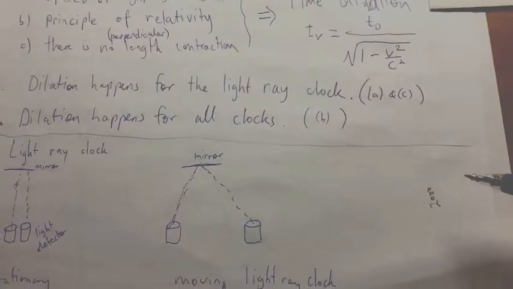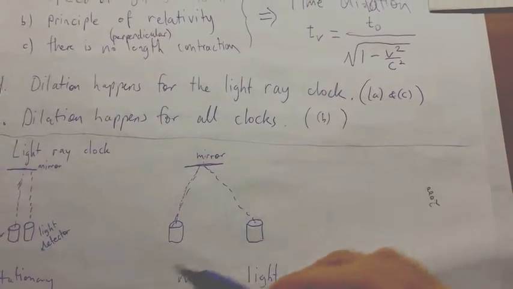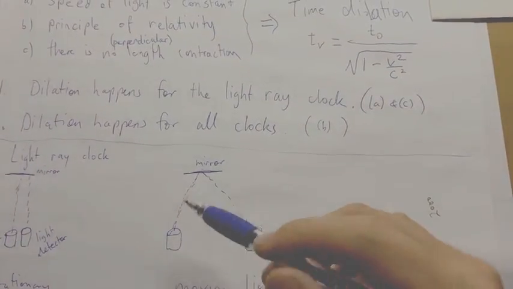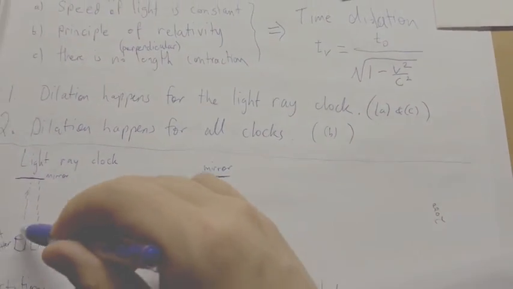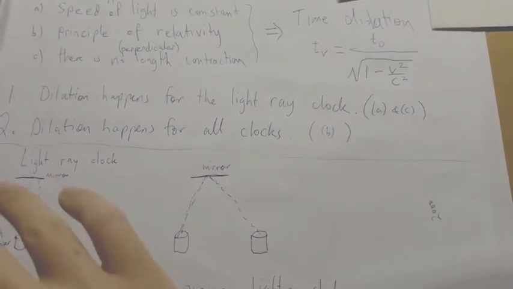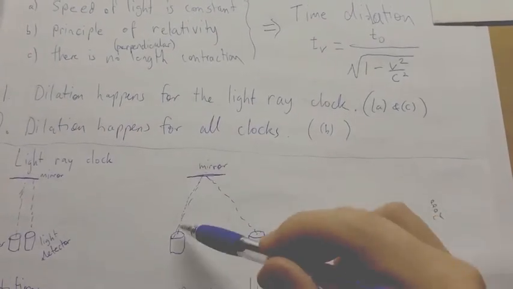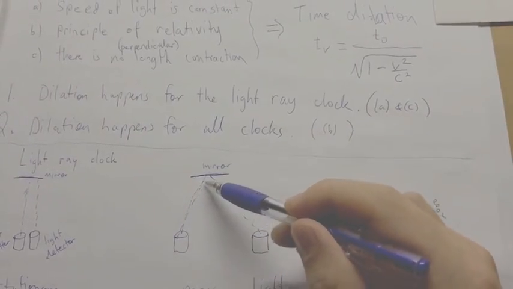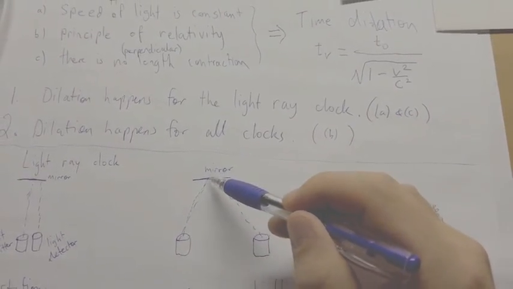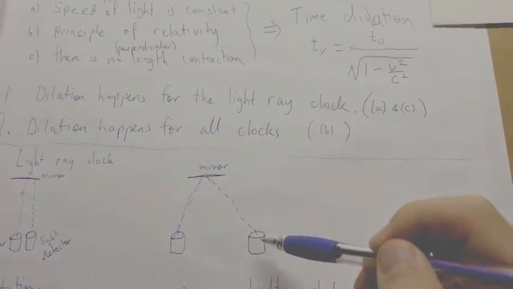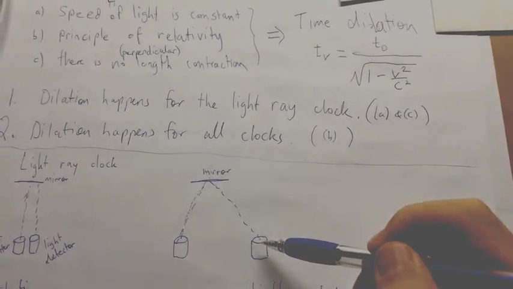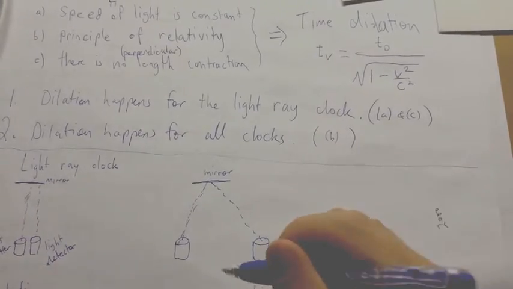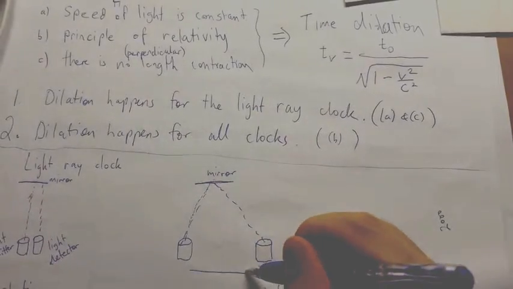So if I'm watching this while not moving, it's not going to look like the light just goes up and down, because it's moving. The whole apparatus is moving sideways. It's going to look like it went diagonally up and then went diagonally down. Okay. So let's say it moved with a speed v.